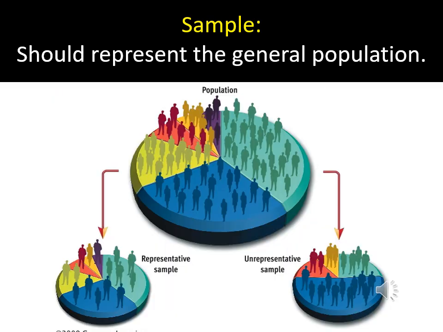And here's the population and here's your representative sample. See how the sections of the pie chart are about the same, even though the numbers of people in the representative sample are not the same. It is the same part of the pie chart, so representatively, proportionately.